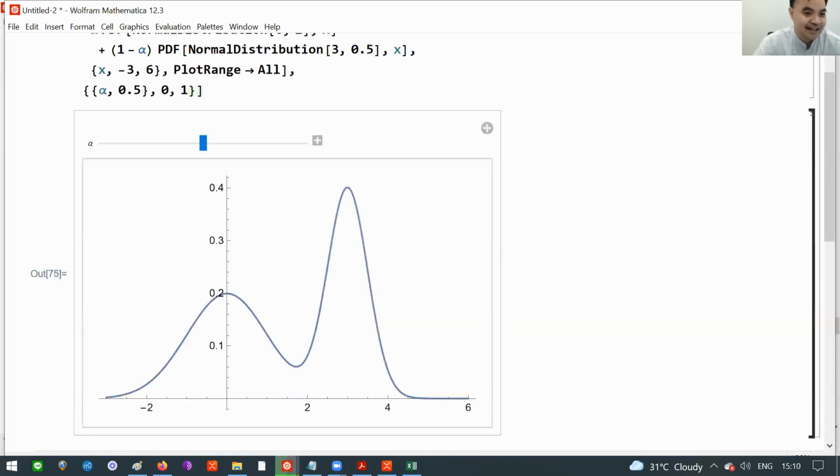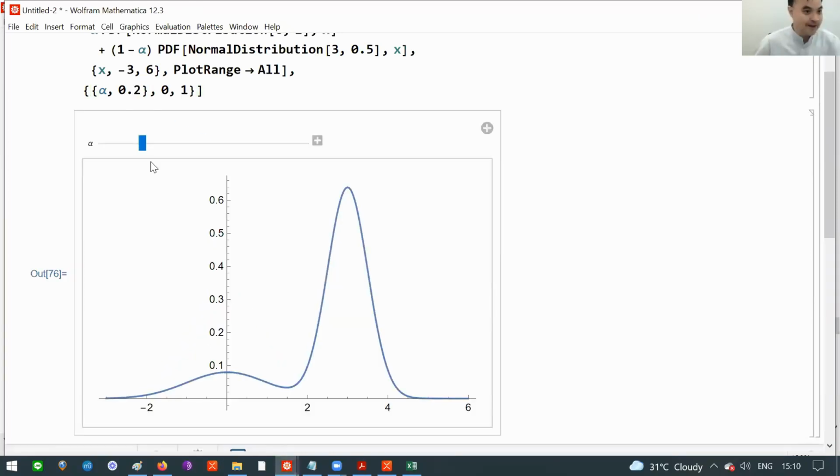50%. Okay, so start here in the middle. Let's say, or say, start at 2. Okay, but you can still move it.